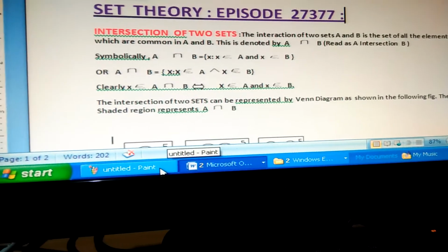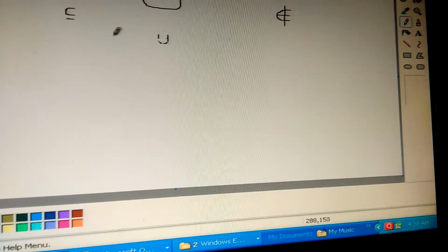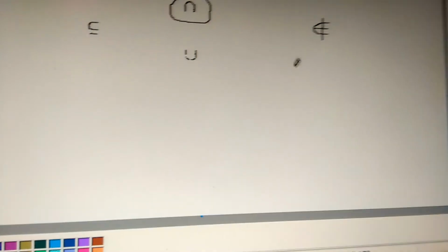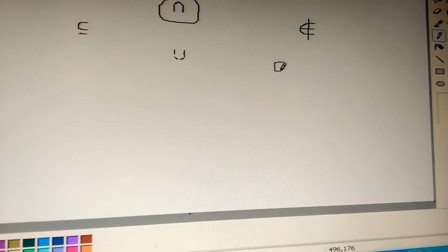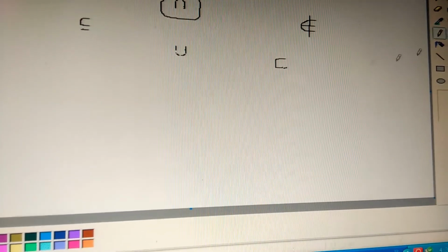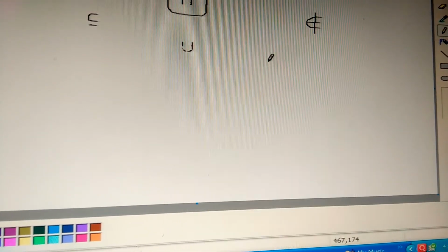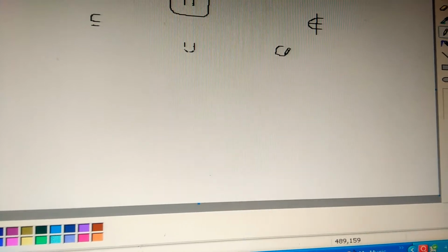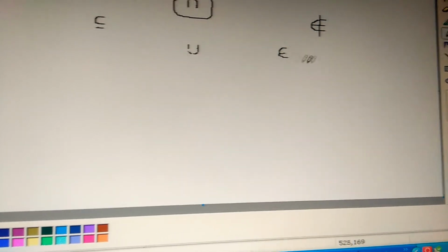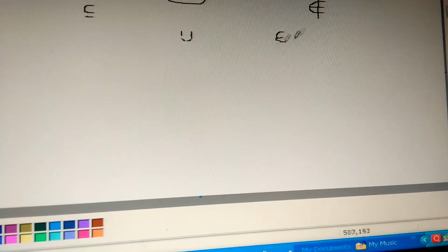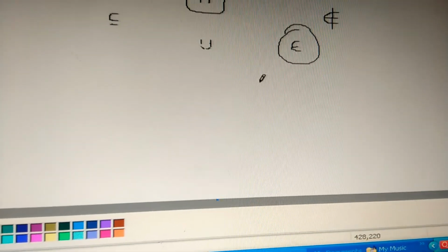Here, see, this is the symbol of element, like this. You can write it like this. This is the symbol of element.